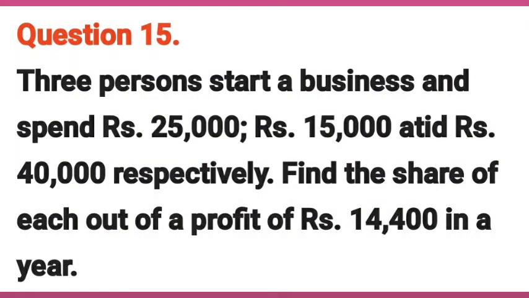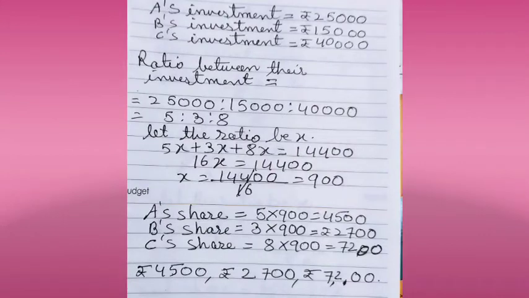Now next, question number 15. 3 persons start a business and spend rupees 25,000, rupees 15,000 and rupees 40,000 respectively. Find the share of each out of a profit of rupees 14,400 in a year. So A's investment is given 25,000, B's investment is given 15,000 and C's investment is given 40,000. So the ratio between the investments will be equal to what? 5:3:8.